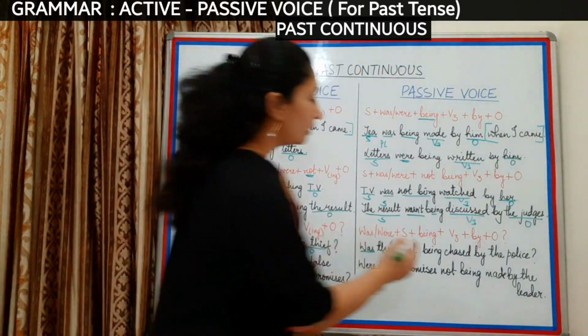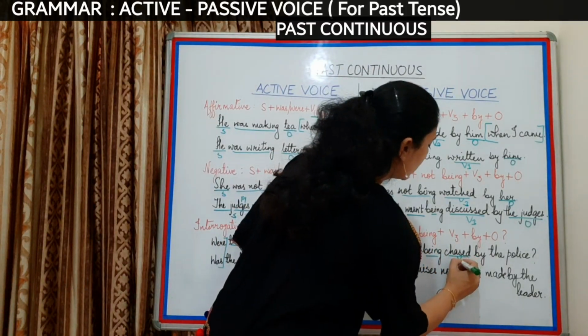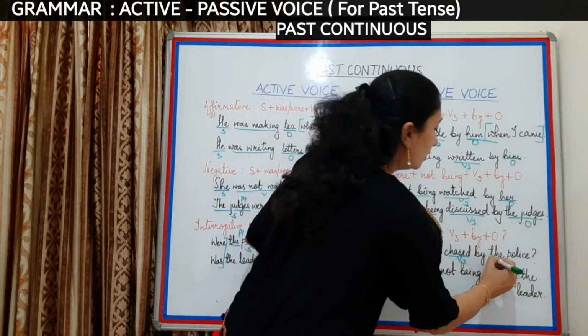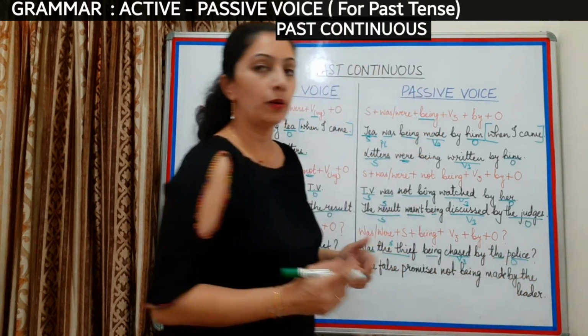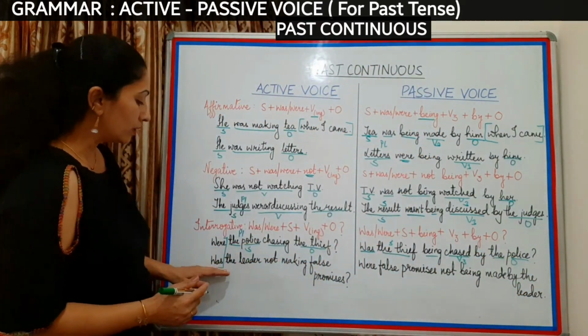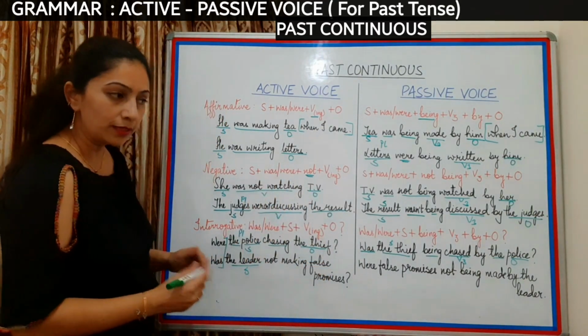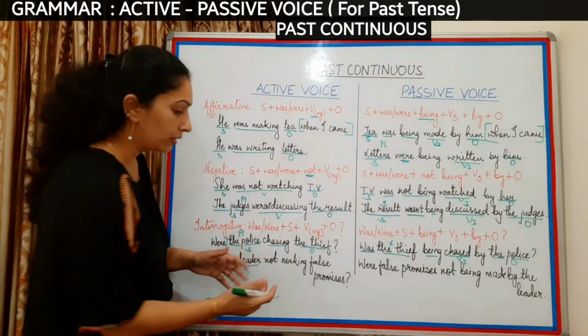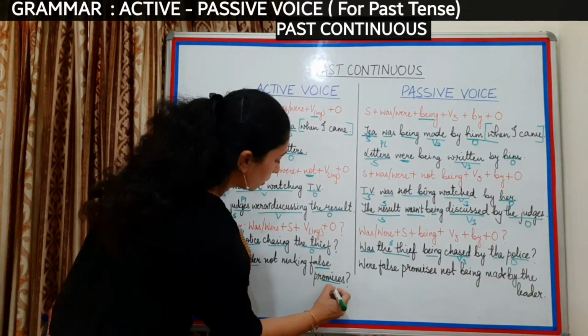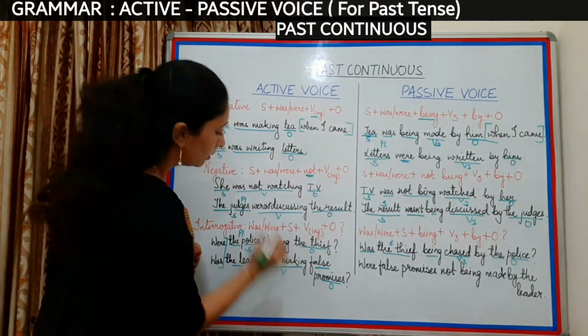Now, was the thief being chased, that's the V3 form, by the police. The police is the object. Next, was the leader not making false promises? Now here we have a negative interrogative. So false promises here is object and this becomes the verb.